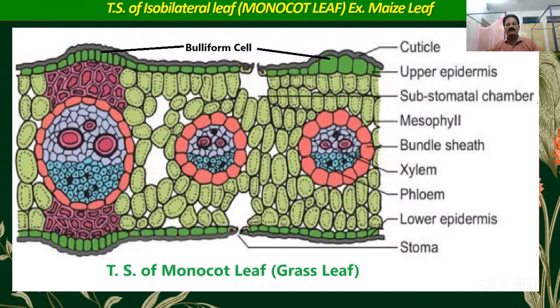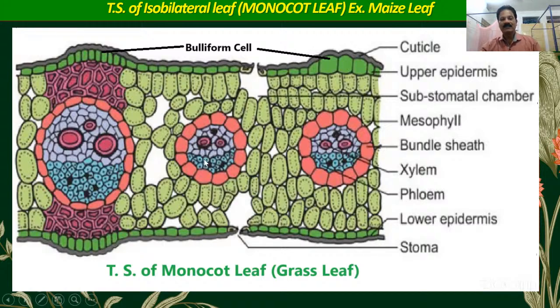Since the monocot leaf has parallel venation, many vascular bundles are arranged in it, which can be seen in the anatomy of the monocot leaf. At the center of the mesophyll, many vascular bundles are seen, since parallel venation is seen in monocots. In almost all the grasses, the venation is parallel.